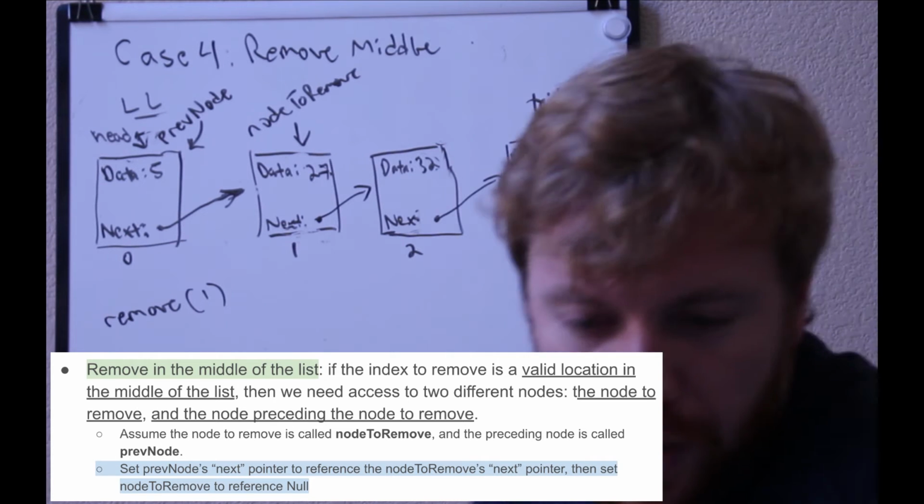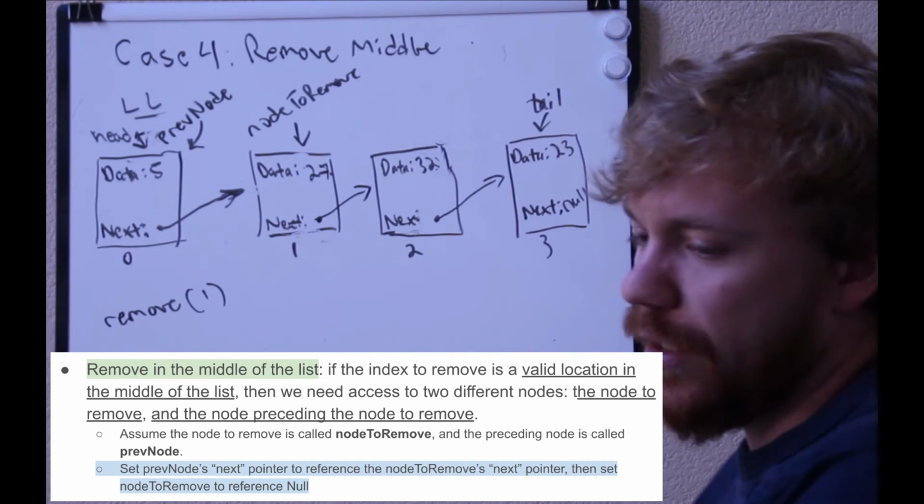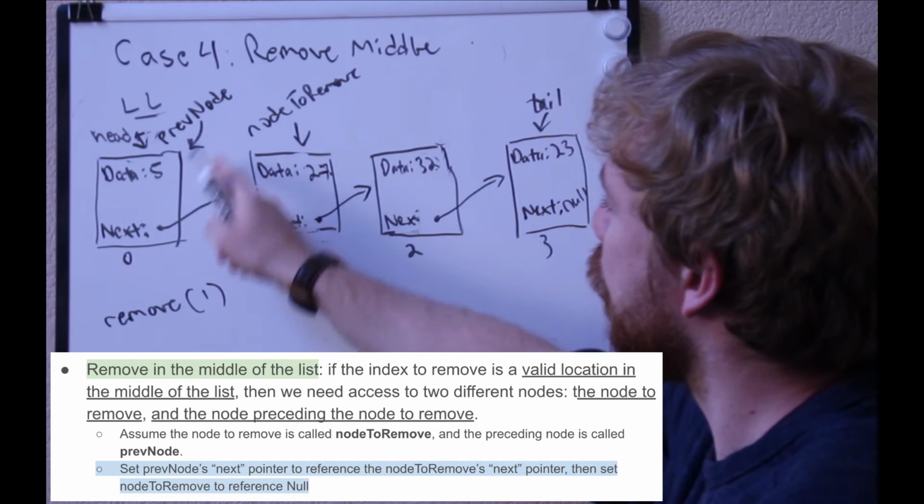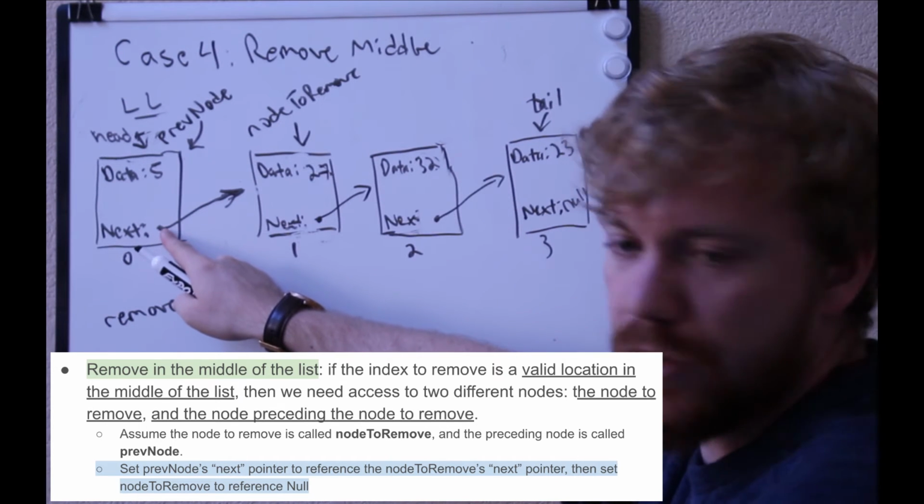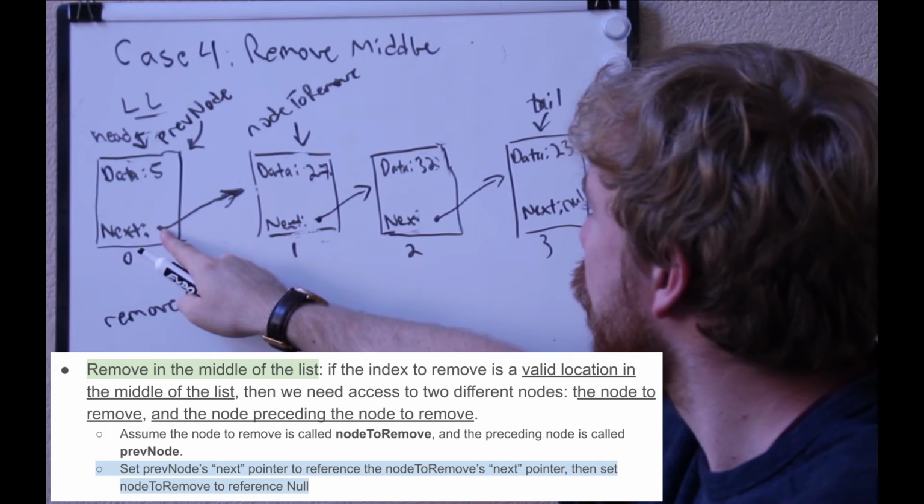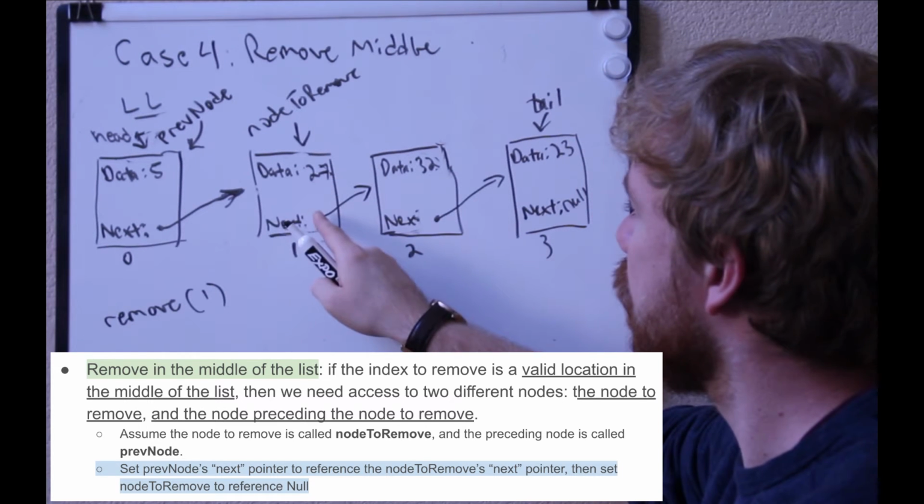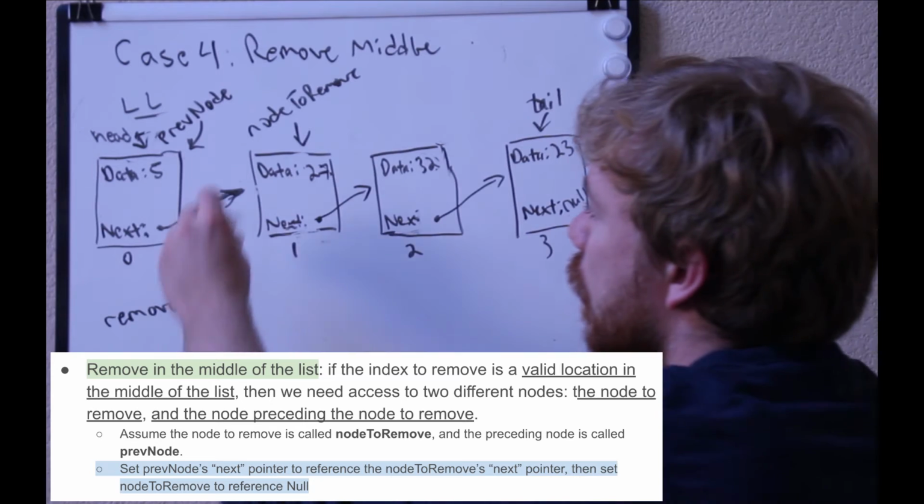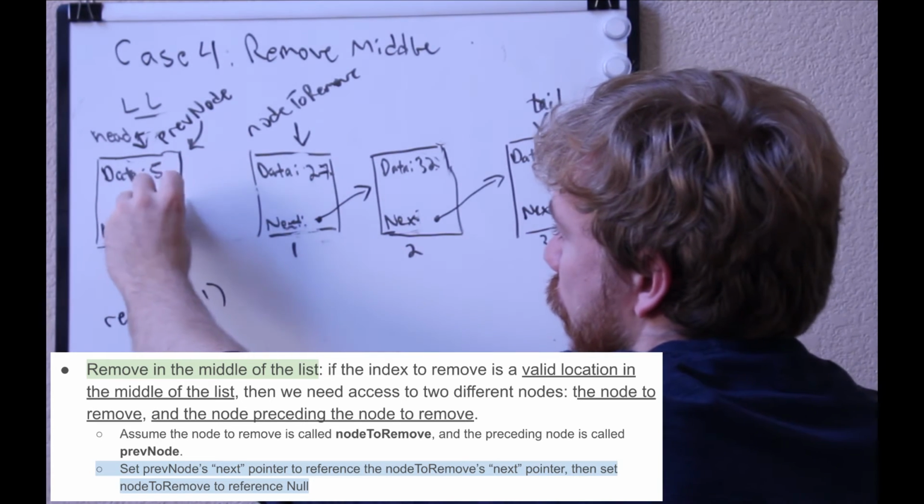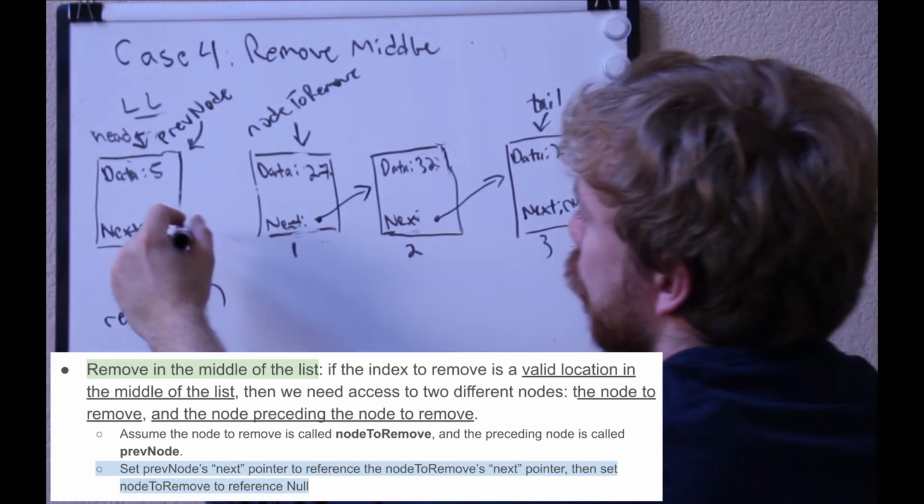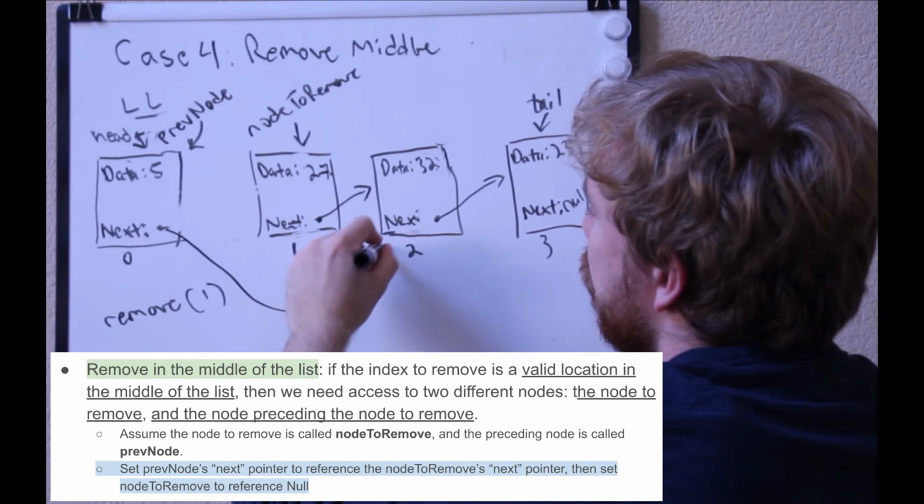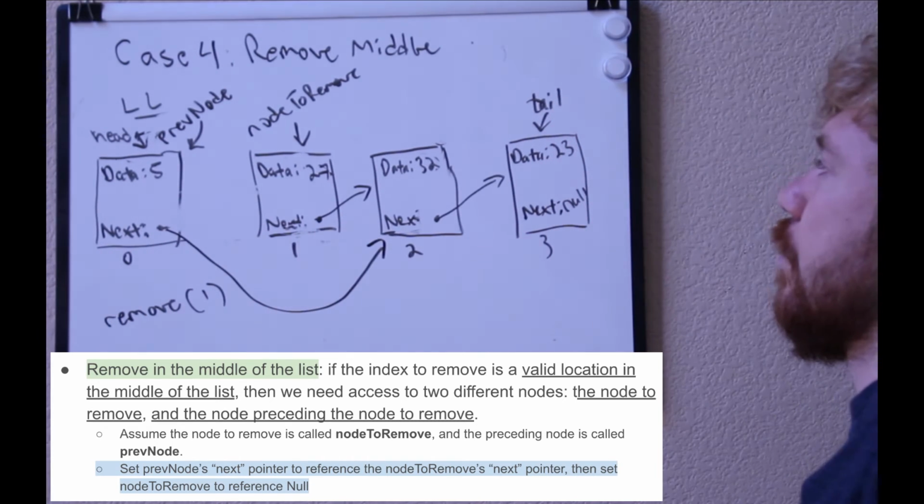And so we'll go ahead and do the example here. So we say previous node's next should now be set equal to node to remove's next, which is this guy. So essentially this arrow should no longer point to the node to remove, it should point to or reference the next node.